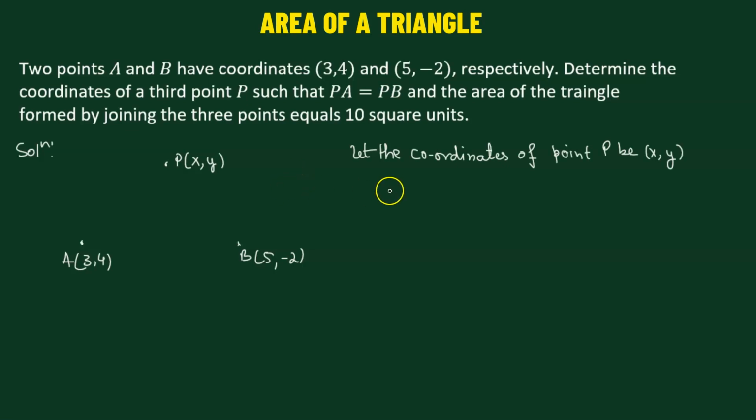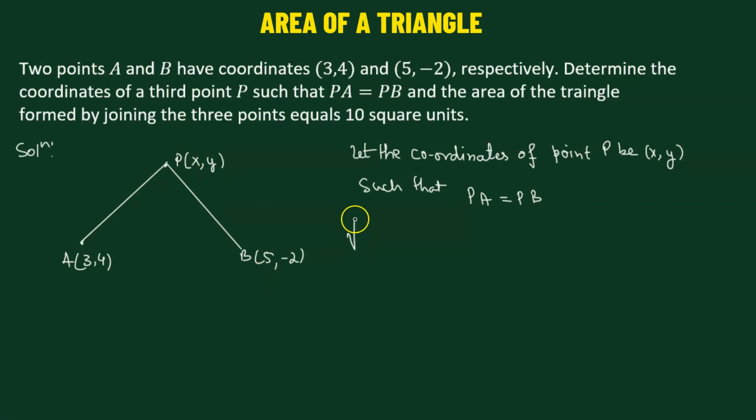Now the point P is chosen in such a way that the length of PA equals the length of PB. So let's join PA and we are also going to join PB. Now we can easily find out the length PA and also the length PB by using what is known as the distance formula. So let's apply the distance formula to find out the length of PA.